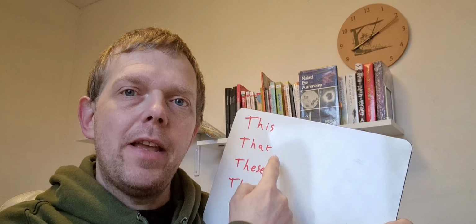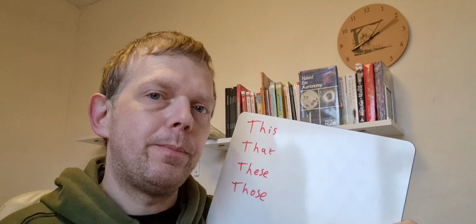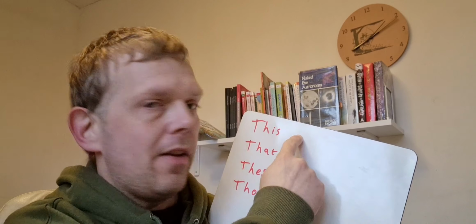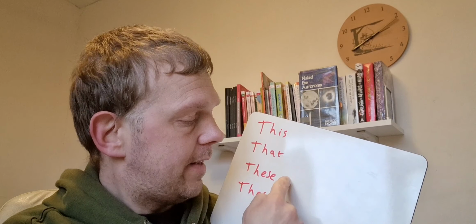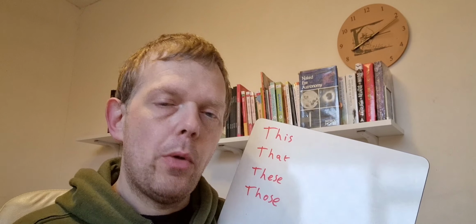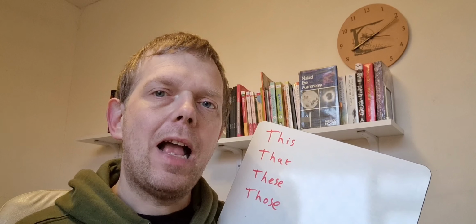So today I'm going to be explaining 4 words that can often be a little confusing as to which one to use and when to use it. These words are this, that, these and those. This and that are singular and these and those are plural. So how do we use them?